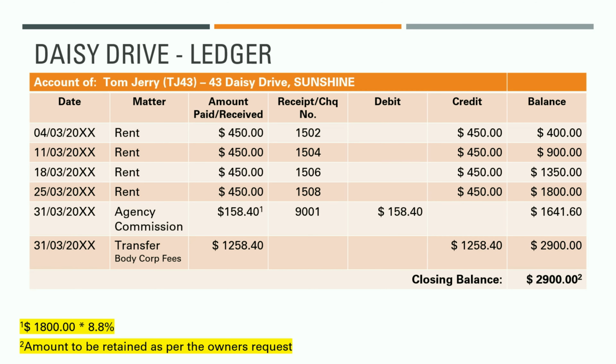Upon returning to the Daisy Drive ledger, we will now add the transfer amount of $1,258.40 to the $1,641.60 balance, and you will see that now we have $2,900 available, which is the required amount to make the body corporate strata fee payment. This amount will be retained in the trust account as per the client's request.